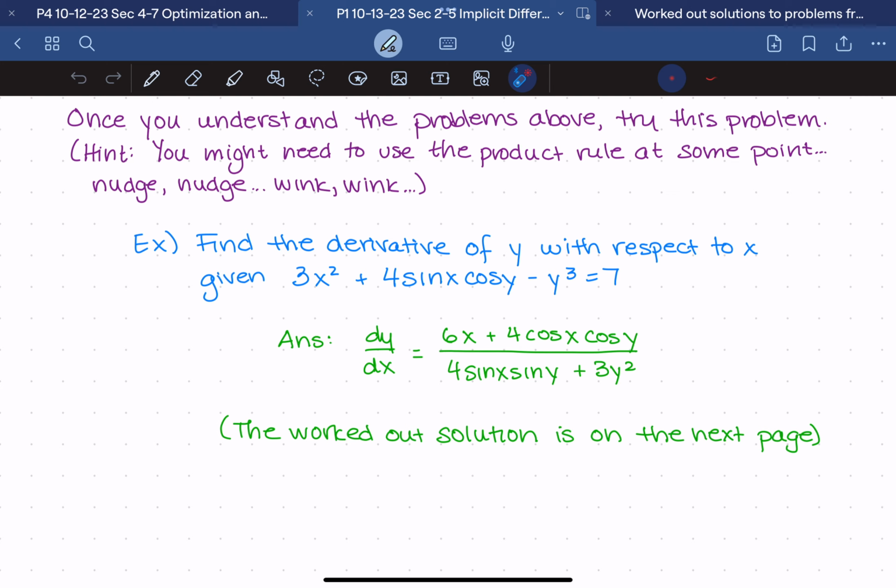I do have the worked out solution coming up, but seriously, try to work it out yourself first. And again, I've given you the answer so you know what you're shooting for. But there might be a product rule hidden in this problem. Nudge, nudge, wink, wink. So give it a go. And when you're ready, unpause the video.